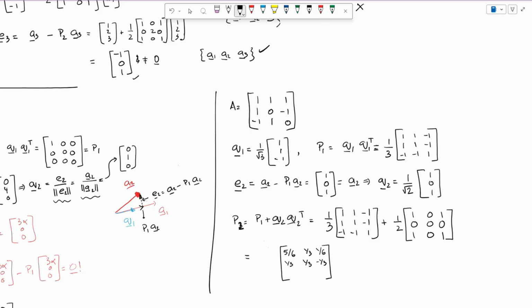Hey, always remember orthogonal projection matrices are symmetric. That means you only have to figure out the diagonal element. You know the other two elements already. 1 by 6, is it? Yes, it has to be 1 by 6 because this is 1 by 6. It is symmetric. These two have to be the same. 5 by 6. Okay, all right. So that's P2.